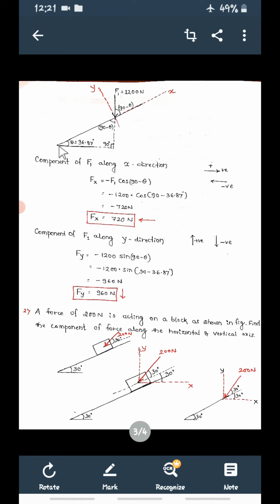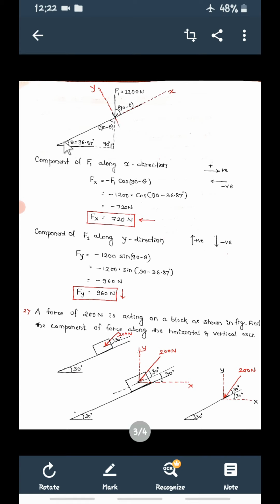And see, if I complete this triangle, I'm going to extend this force with a dotted line so I can complete this bigger triangle. In this is theta, 36.87, and see, this is 90 degree. Is it right? This is 90 degree. So what should this angle be? 90 minus theta, because the sum will be 180. So this is theta, 36.87, this is 90 degree, so this should be 90 minus theta. So that is 90 minus 36.87, this angle we are going to get.